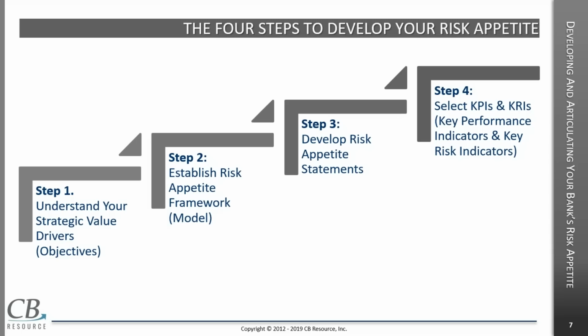Step 3 is to develop the risk appetite statements. Risk appetite statements are nothing more than an expanded definition of what you mean in that heat map. So if you say your credit risk appetite is moderate, then your risk appetite statement should help you define that.